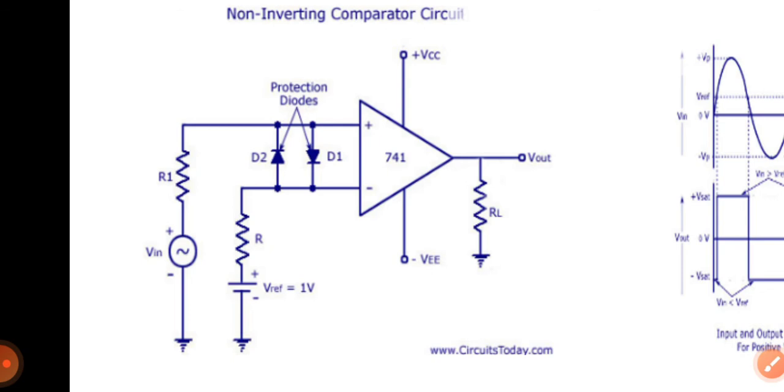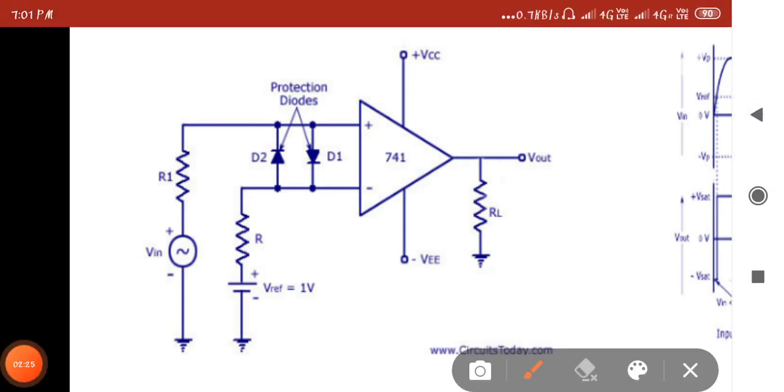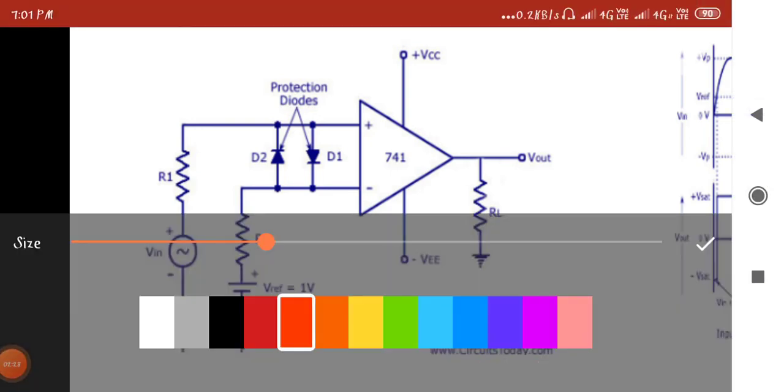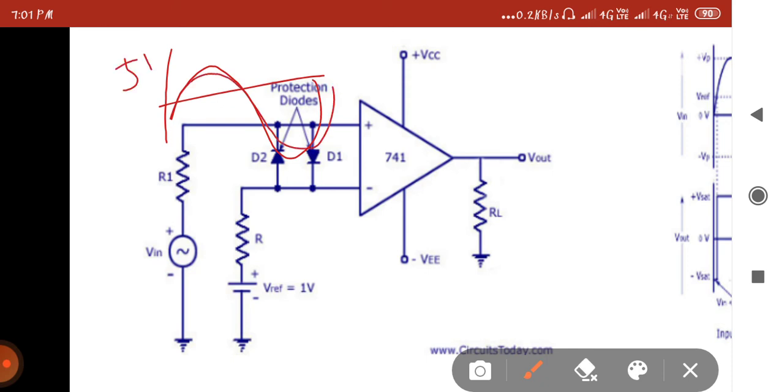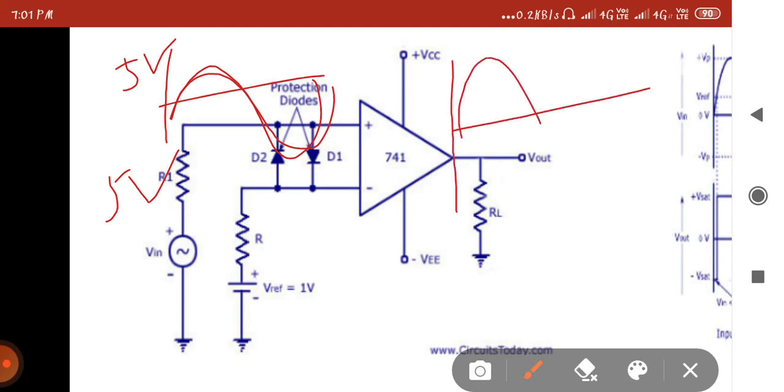The differential input voltage VID of the op-amp is clamped to either 0.7 or minus 0.7 volts. Clamping means, if this is your sine wave, this is a 5 volt signal, and you get the output, this is the output. This voltage has been clamped at 0.7.